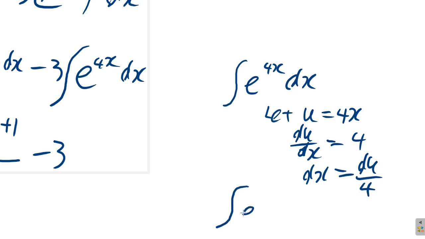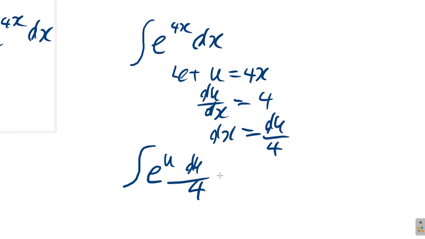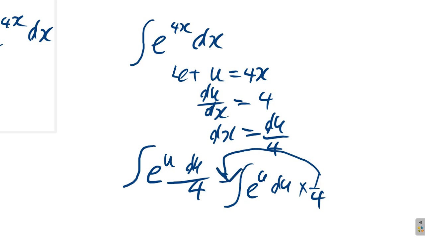So what you have is the integral of e to the, remember, the 4x is now u, and you want it in terms of u. e to the u, now you have dx, but what you want is du. So dx is the same as du over 4. So it's du over 4. So what you have then is a quarter. Remember, dividing by 4 is the same as multiplying by a quarter. It's similar to saying the integral of e to the u du times a quarter. But the quarter, you can put it outside the integral sign, right?